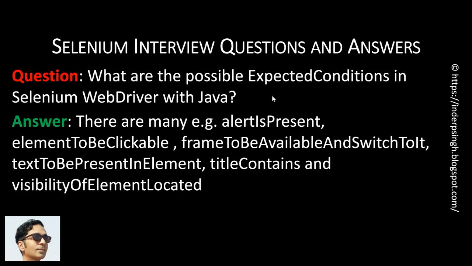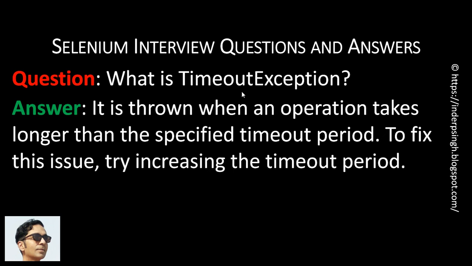What are the possible expected conditions in Selenium WebDriver with Java? There are many expected conditions. For example, alert is present, element to be clickable, frame to be available and switch to it, text to be present, title contains, and visibility of element located. What is timeout exception? It is thrown when an operation takes longer than the specified timeout period. And to fix this issue, we have to try increasing the timeout period.